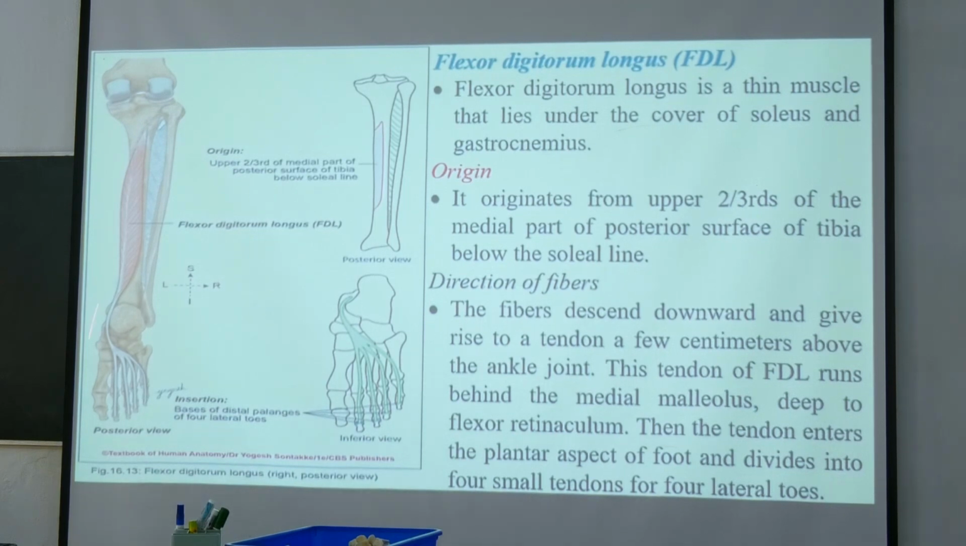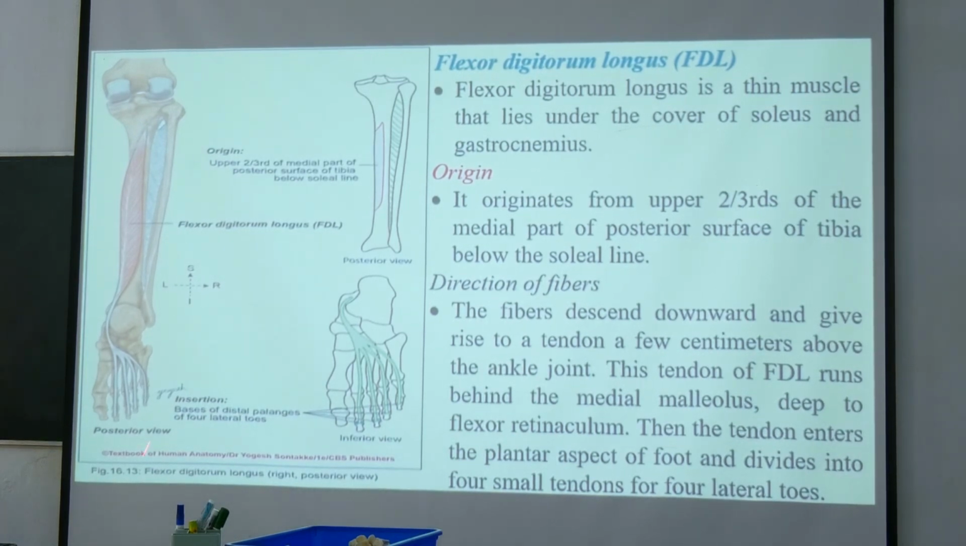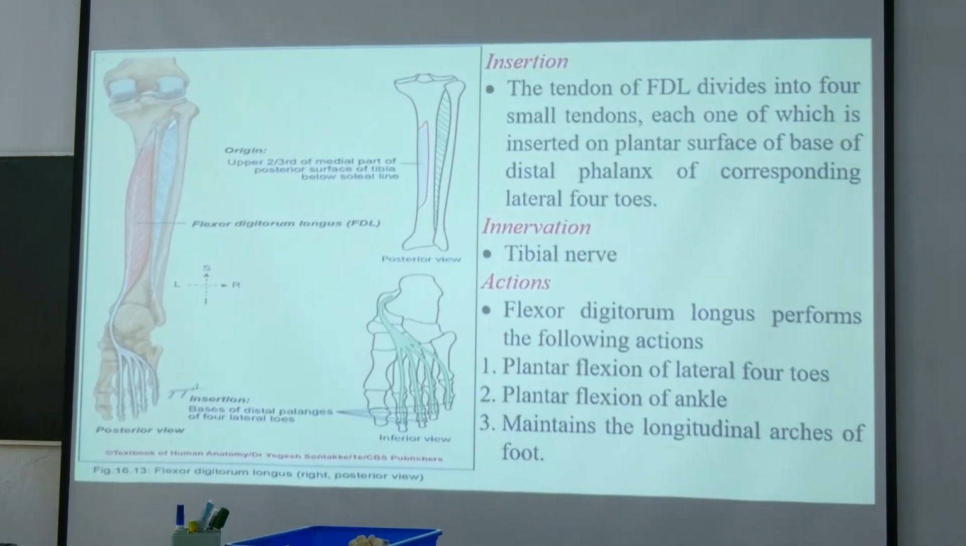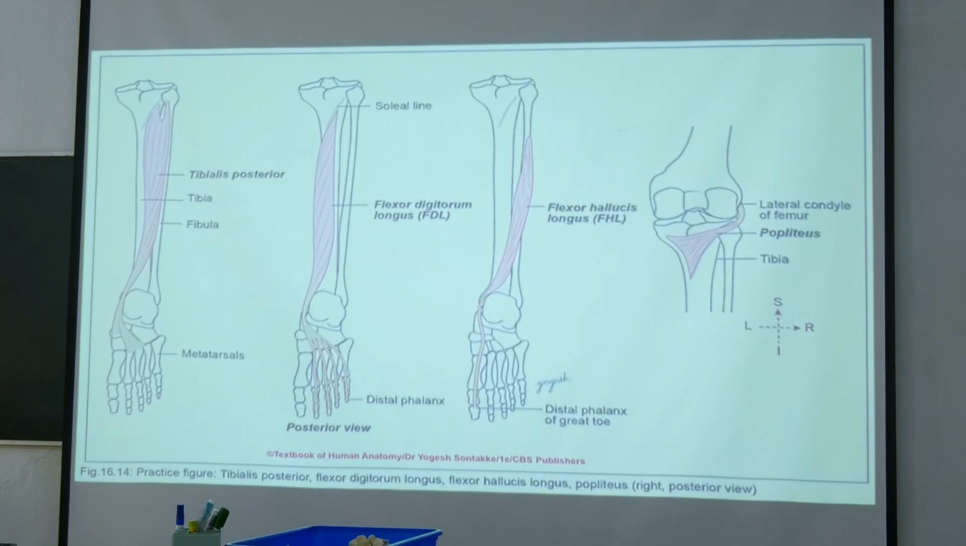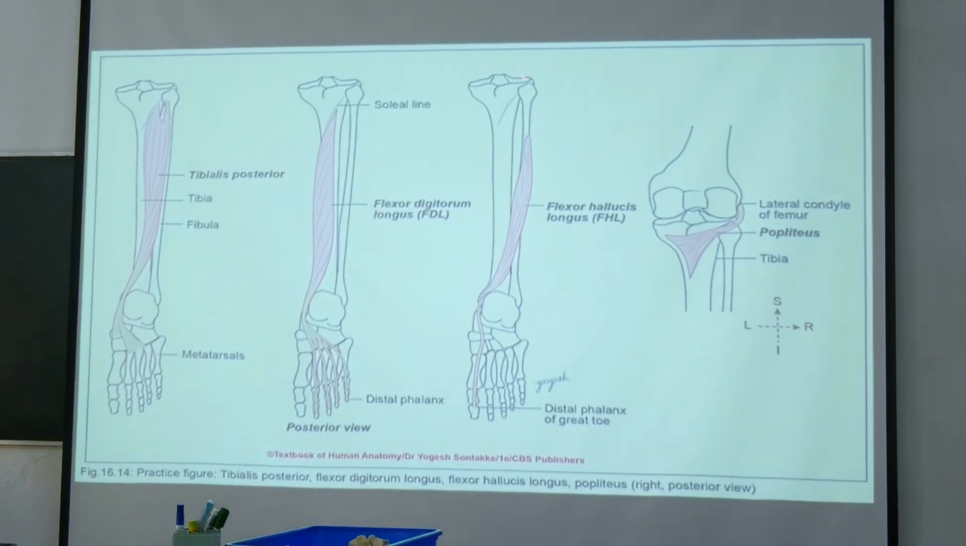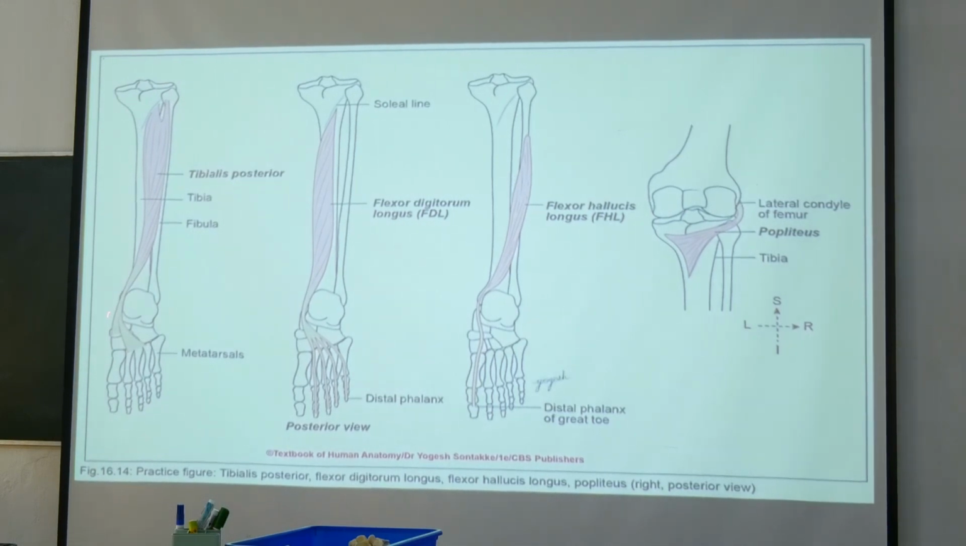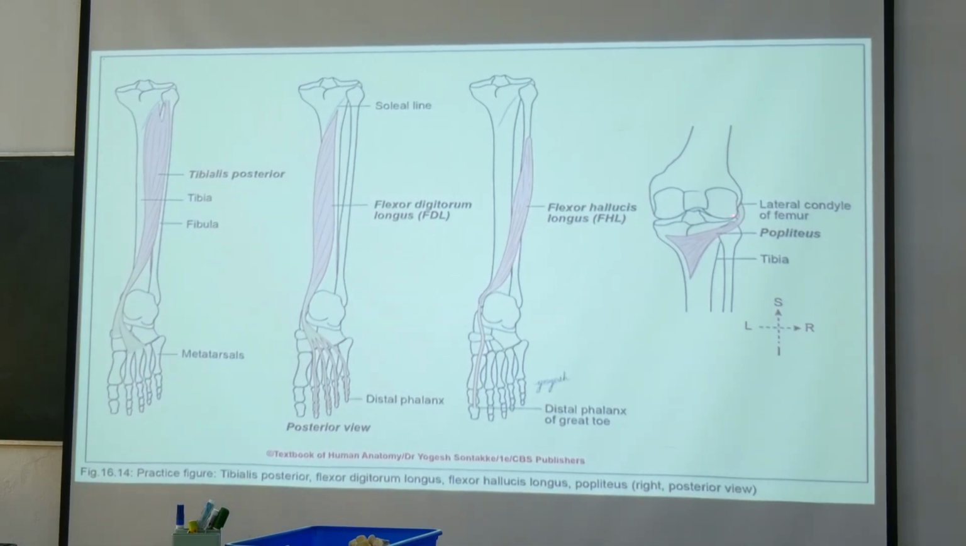Okay, so this is flexor digitorum longus dividing into 4 tendons. For this, lateral 4 toes. This is the origin. Here is the insertions. Okay, and this is flexor hallucis longus. See, this is going to the lateral side. This is coming medially to the great toe. Flexor hallucis longus, originating from fibula. And this is tibialis posterior inserting into these bones. Okay, and here is the popliteus.